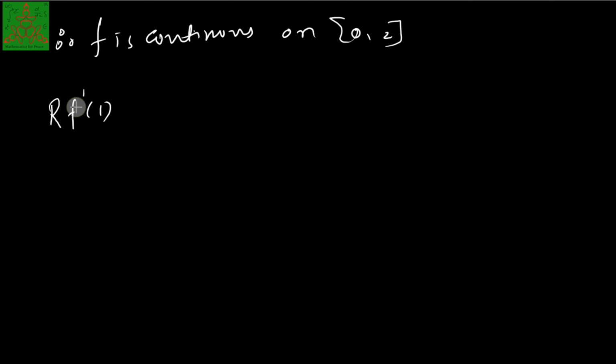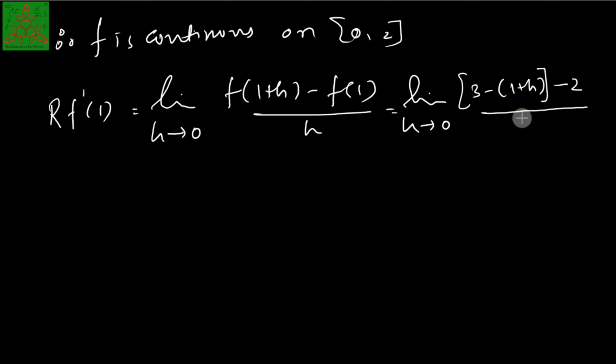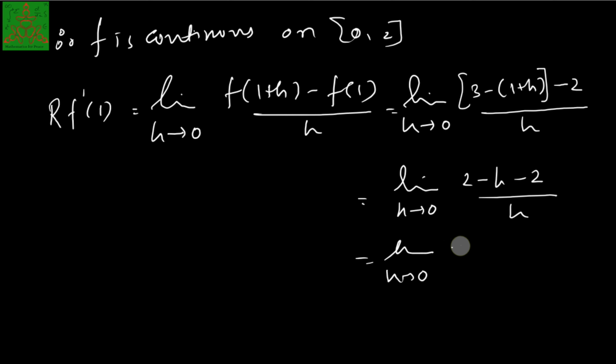So this is limit h tends to 0, f of 1 plus h minus f of 1 upon h. Here the function is 3 minus x, so that is limit h tends to 0 of 3 minus (1 plus h) minus 2 upon h, so that is limit h tends to 0 of 2 minus h minus 2 upon h, which gives limit h tends to 0 of minus h upon h, which gives minus 1.